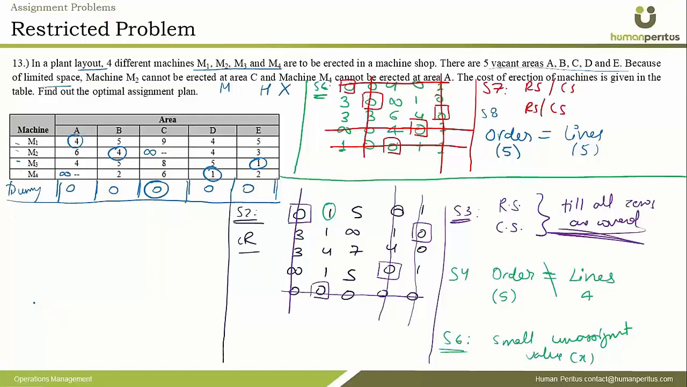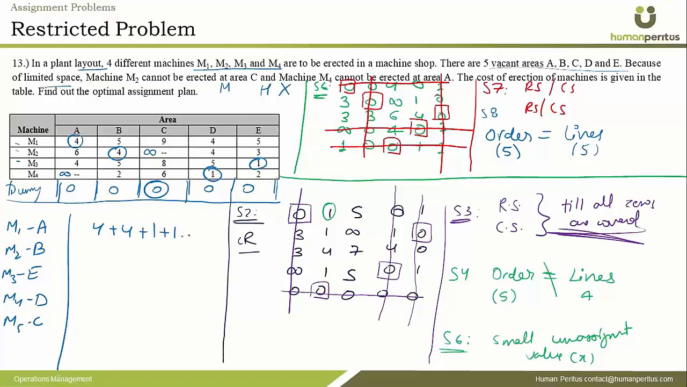So what would be my assignment cost? These are the costs that have been given. So the assignment cost: M1 is A, M2 is B, M3 is E, M4 is D, M5 is C. So A is 4 plus B is 4 plus C is 1 plus 4 is 1 plus it is 0. So this is 10. Right?